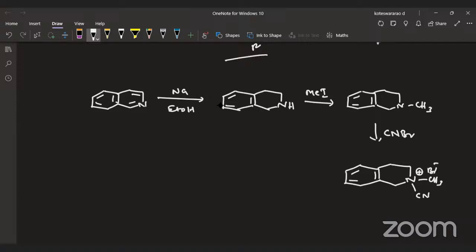It is a quaternary ammonium salt. Then it is boiled with dilute HCl. That bond will be broken down. Here there are two possibilities, it may break this bond or this bond, but the possibility is this one because highly stable benzyl bromide will be generated instead of this one, the phenylethyl bromide. When we compare the stability, benzyl bromide is more stable than ethyl bromide. Due to that reason, this bond will be broken down.